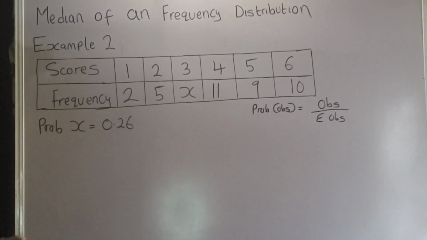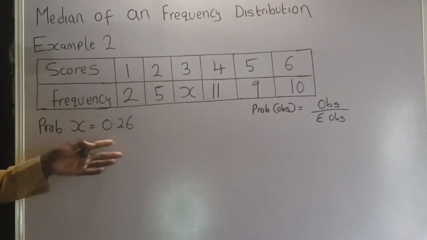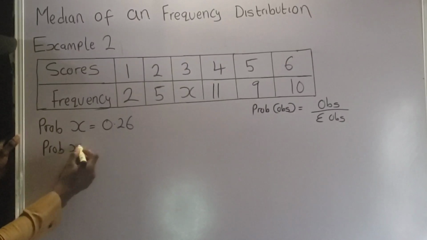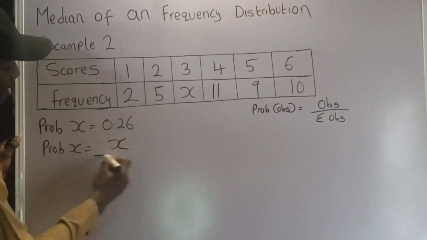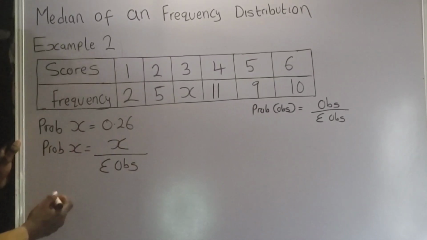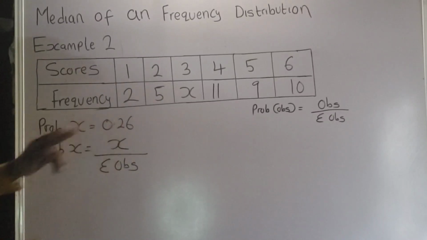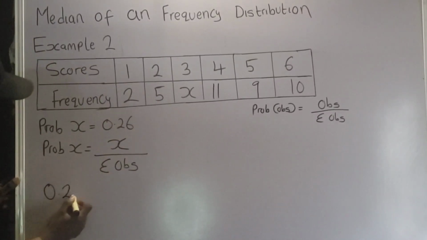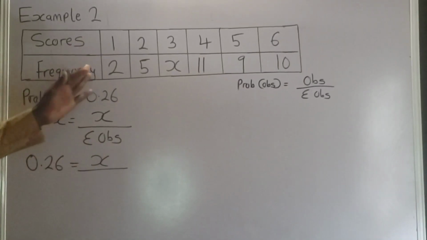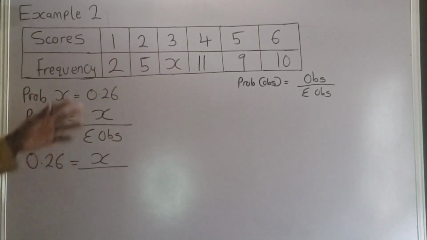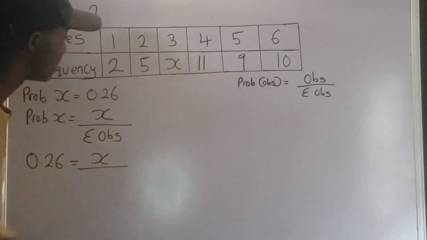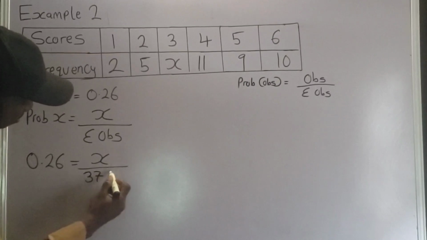So now let us use the same approach here. Since we have been given that the probability of obtaining x is 0.26, from the basic law of probability, the probability of x is equal to the observation, which is x itself, all over the sum of observations. So 0.26 is equal to x all over the summation of all the observations. That is, I'm going to sum all the frequencies together. So for this, I'm going to have 2 plus 5 plus x plus 11 plus 9 plus 10. That is 37 plus x.